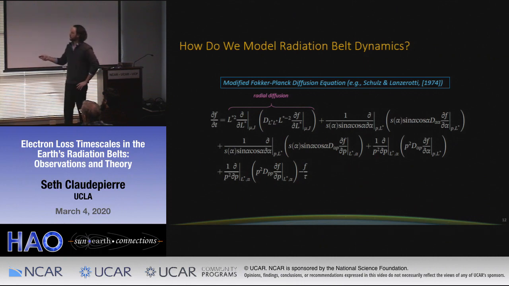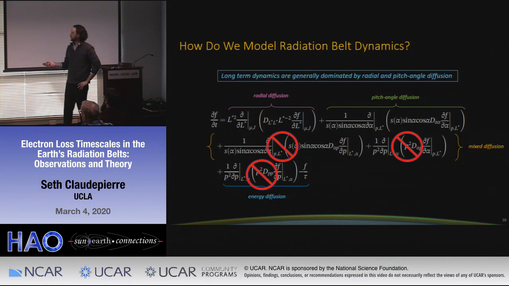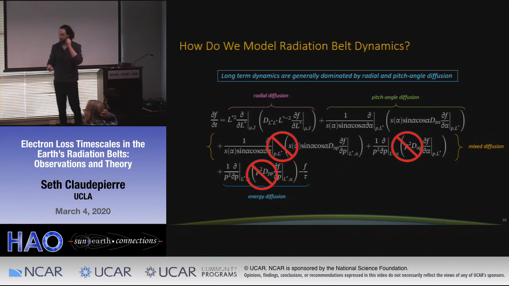This first term is the radial diffusion equation that I mentioned before. This represents pitch angle diffusion, so diffusion in the angular coordinate alpha, the pitch angle. Then you have these mixed diffusions, the cross terms in the matrix, or the off-diagonal terms, and then energy diffusion down here. You can actually do a lot in modeling the radiation belts by ignoring some of these terms. Today, we're even going to ignore this radial diffusion term, and we're just going to look at pitch angle diffusion.